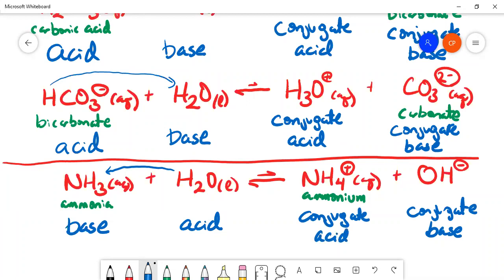And it's plain to see how ammonium can be acting as an acid because of the capacity of the ammonium to give up H+. It's plain to see how OH- can be acting like a base because OH- has the capacity to take on an H+. Okay?